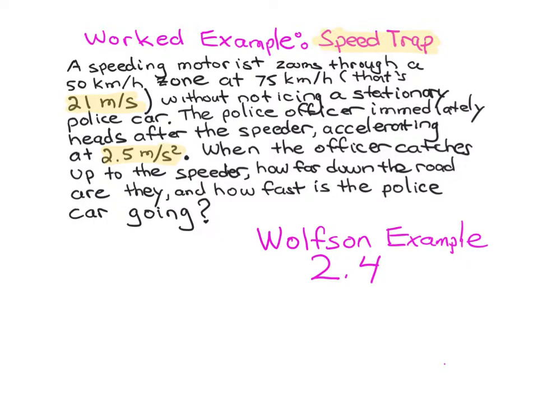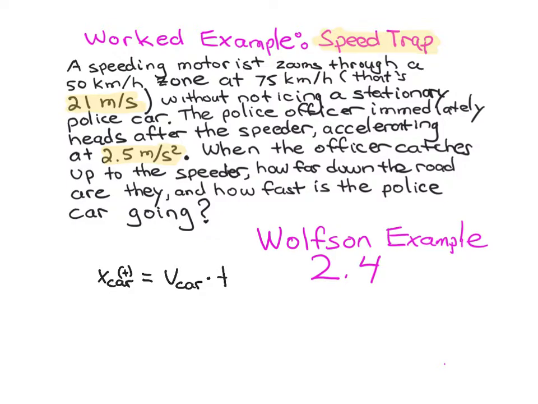Now, if you read through the Wolfson example, there's a perfectly fine analytical solution to this problem. You can write down equations of motion for both the speeding car and the cop car. And it goes something like this. The x coordinate of the speeding car, we'll call that x car, is given by the velocity of the car times time. So this is the x coordinate of the car as a function of time.